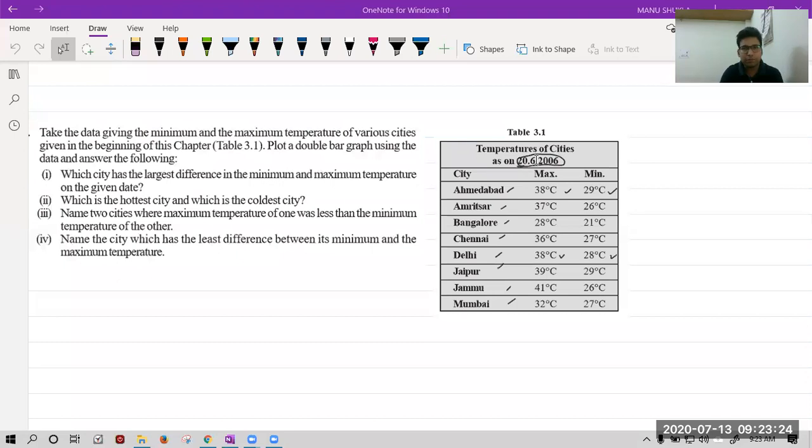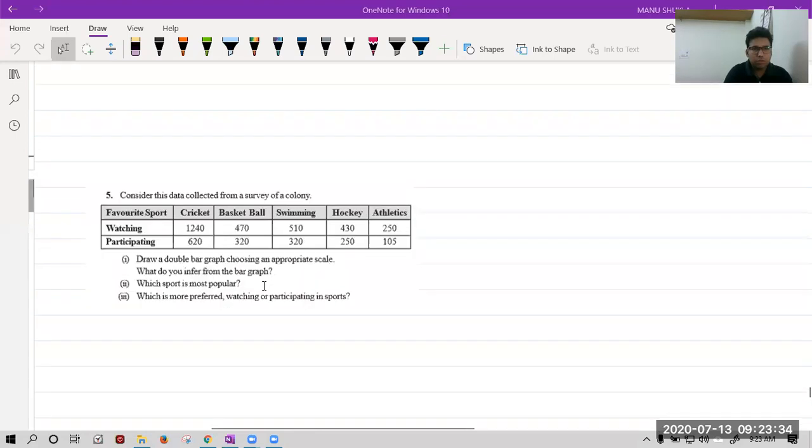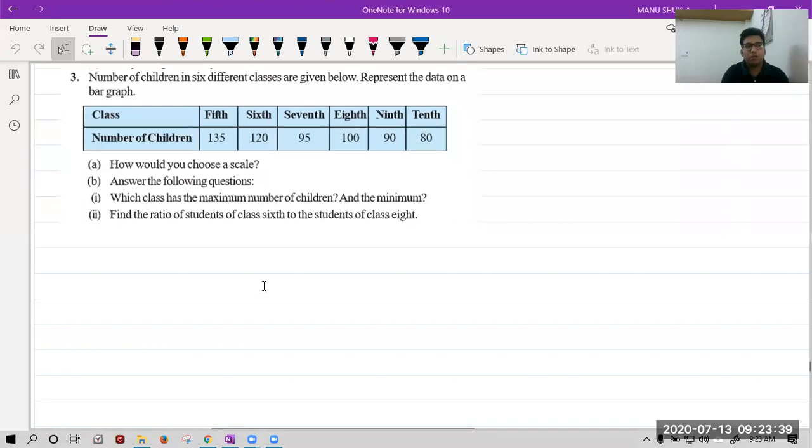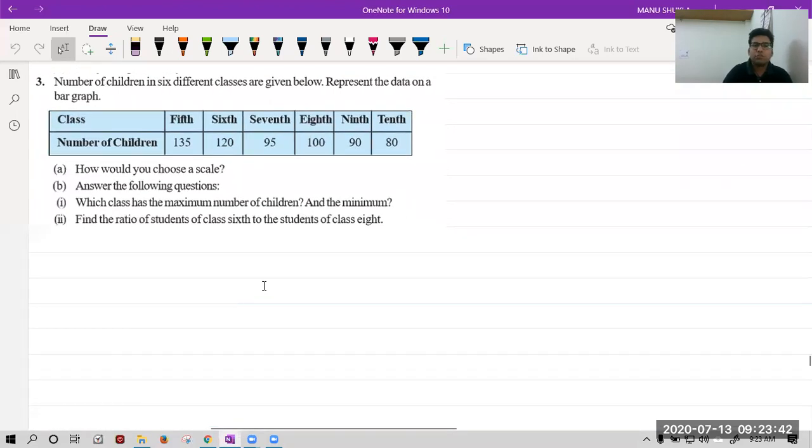Question number 3 first. Okay, I'm taking question number 3 only. The question is saying number of children in 6 different classes are given below. Represent data on bar graph. So we have classes 5th, 6th, 7th, 8th, 9th and 10th. So there are 6 different classes. We want to place these values as a bar graph.